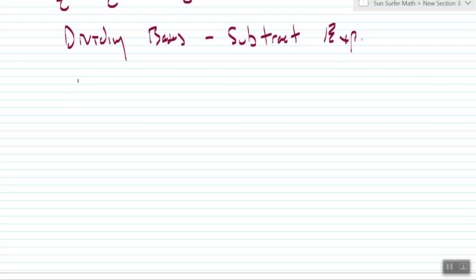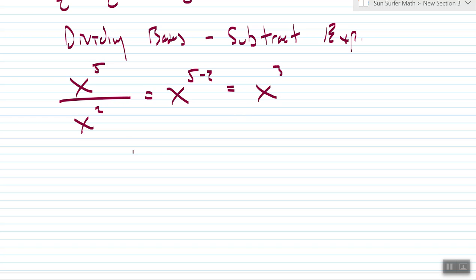So as an example, if we have x to the 5th divided by x squared, well, we're dividing the x's. The x is the base, so we subtract the exponents. x to the 5 minus 2 is x cubed. And the reason for this is x to the 5th really means that we have 5 x's in the numerator.